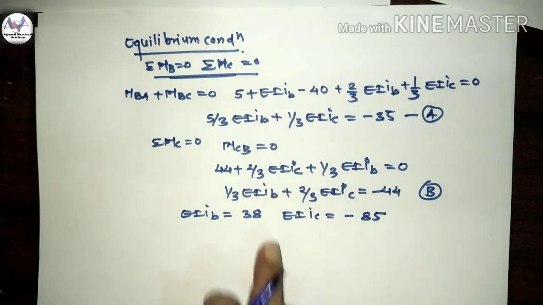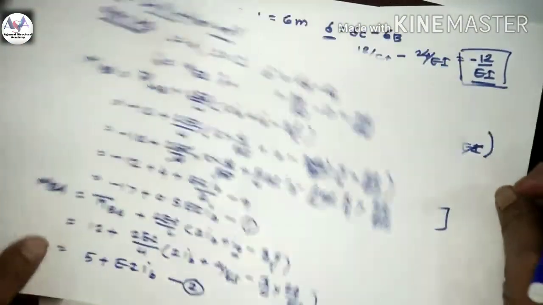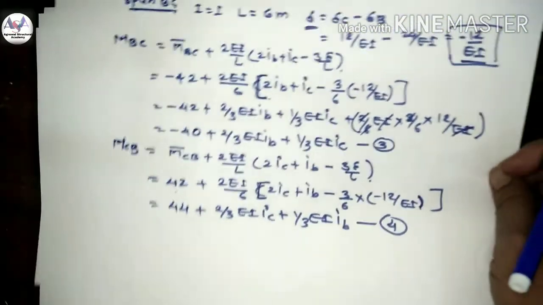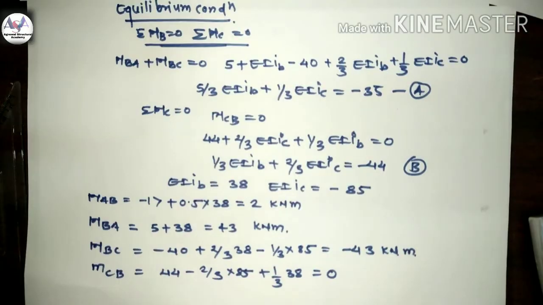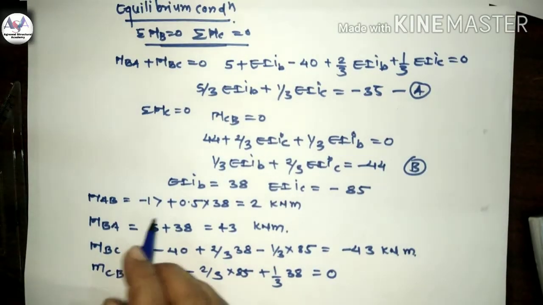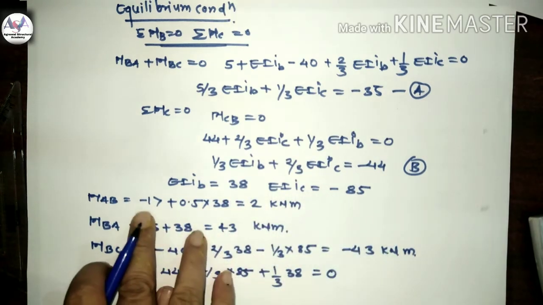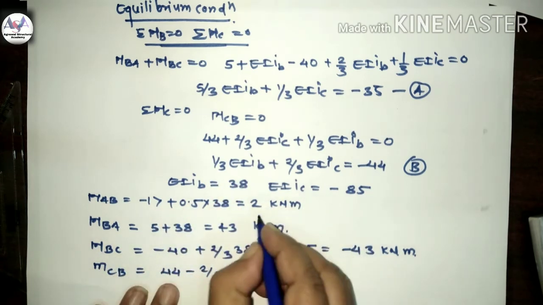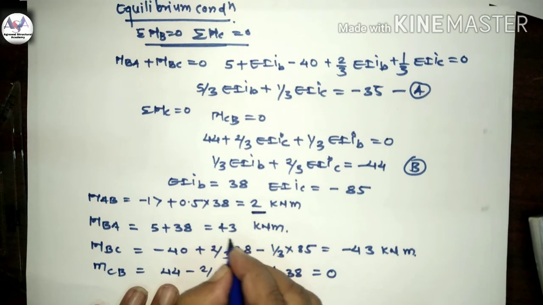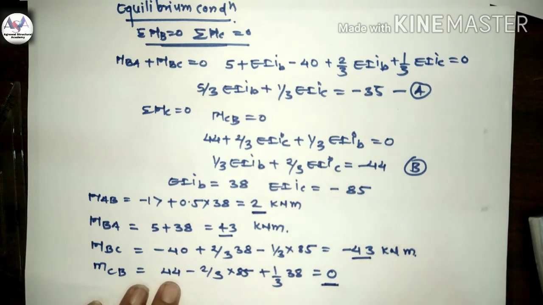Now put these values in equations 1, 2, 3 and 4. So now put these values of EIB and EIC in the previous equations. So this minus 17 plus 0.5 into this EIB. So we got the final values: 2 kilonewton meter, 43 kilonewton meter, minus 43, and at the last end there is a 0 because of simply supported.